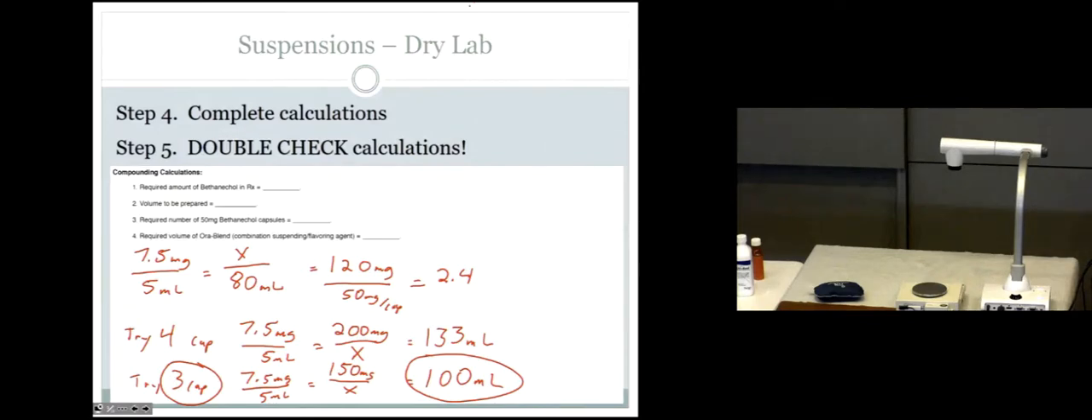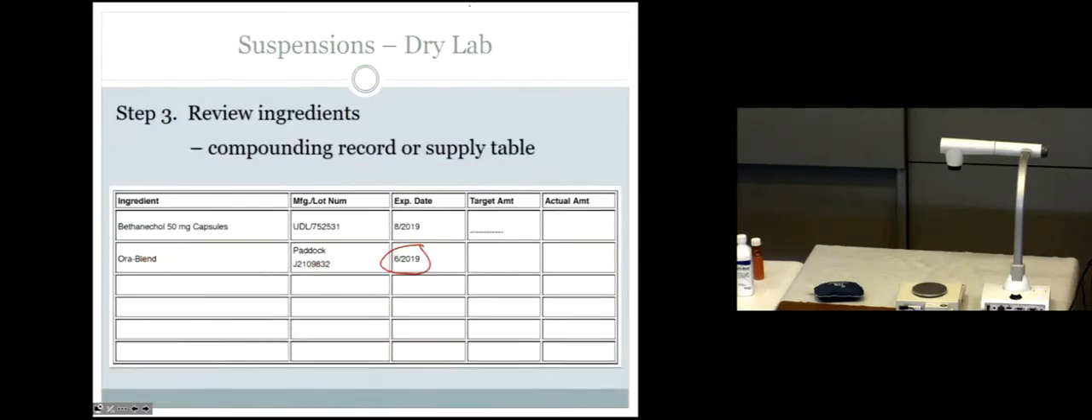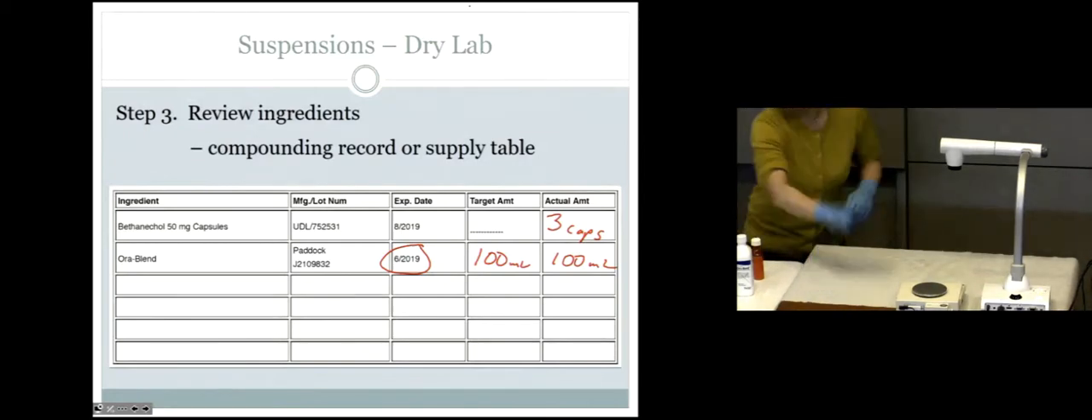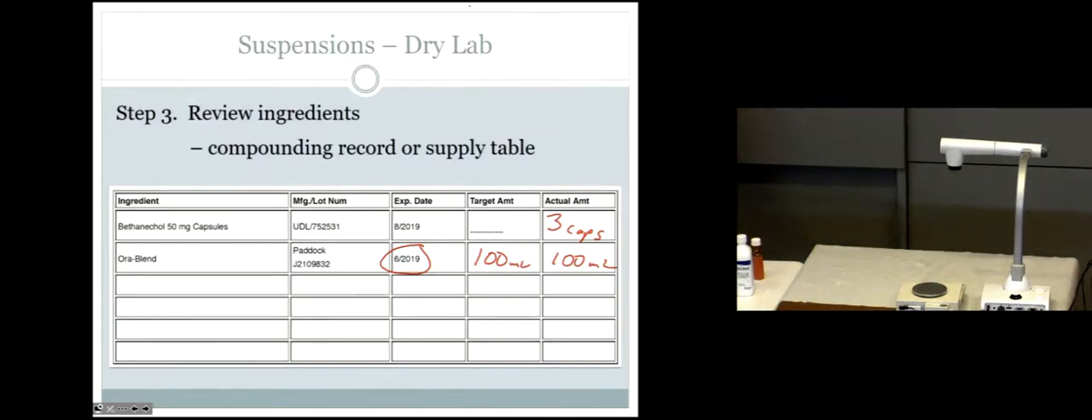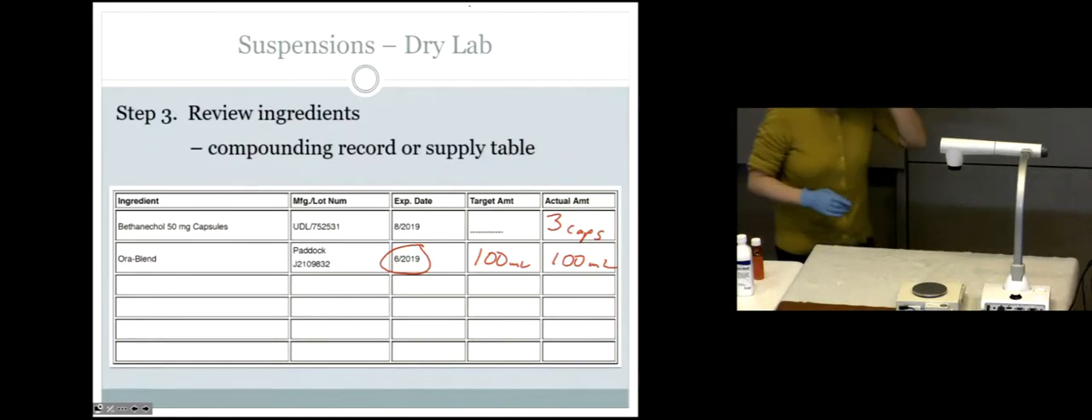Okay, so let's go ahead and fill out our compounding record. So go back to here. How many capsules did we say we're going to use? 3 caps. And what is our volume for Ora-Blend? 100 milliliters. That's all there is to make this thing. So we have all of our amounts on there. So Judy will come up and let me get my stuff switched over.